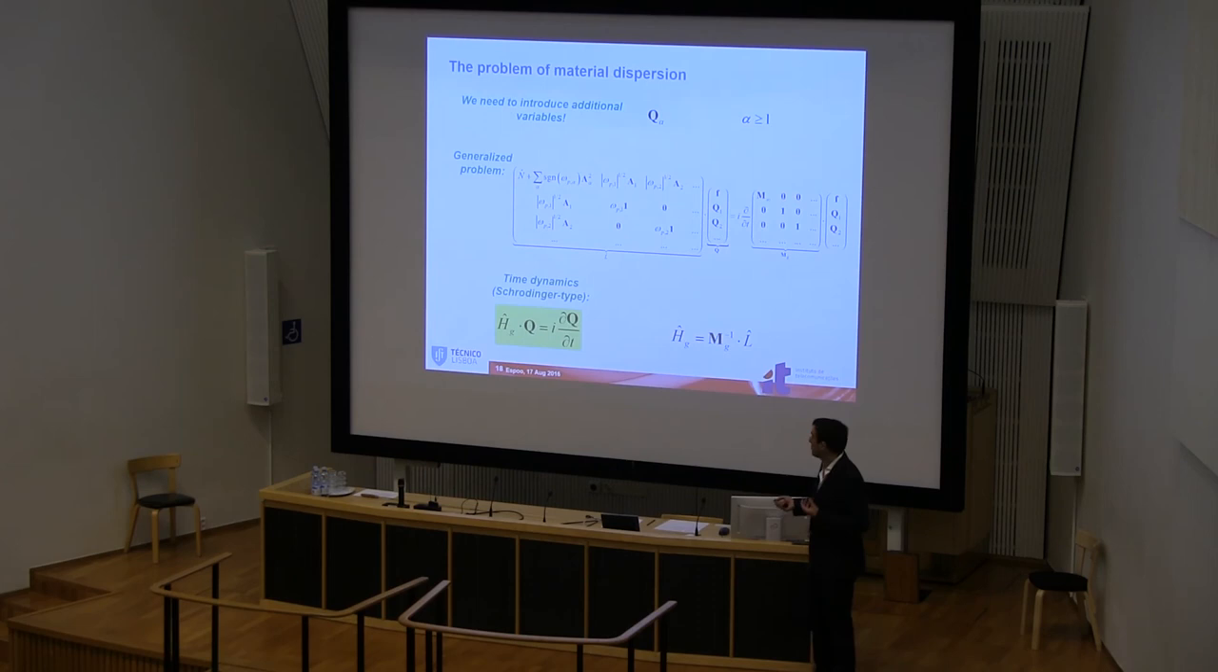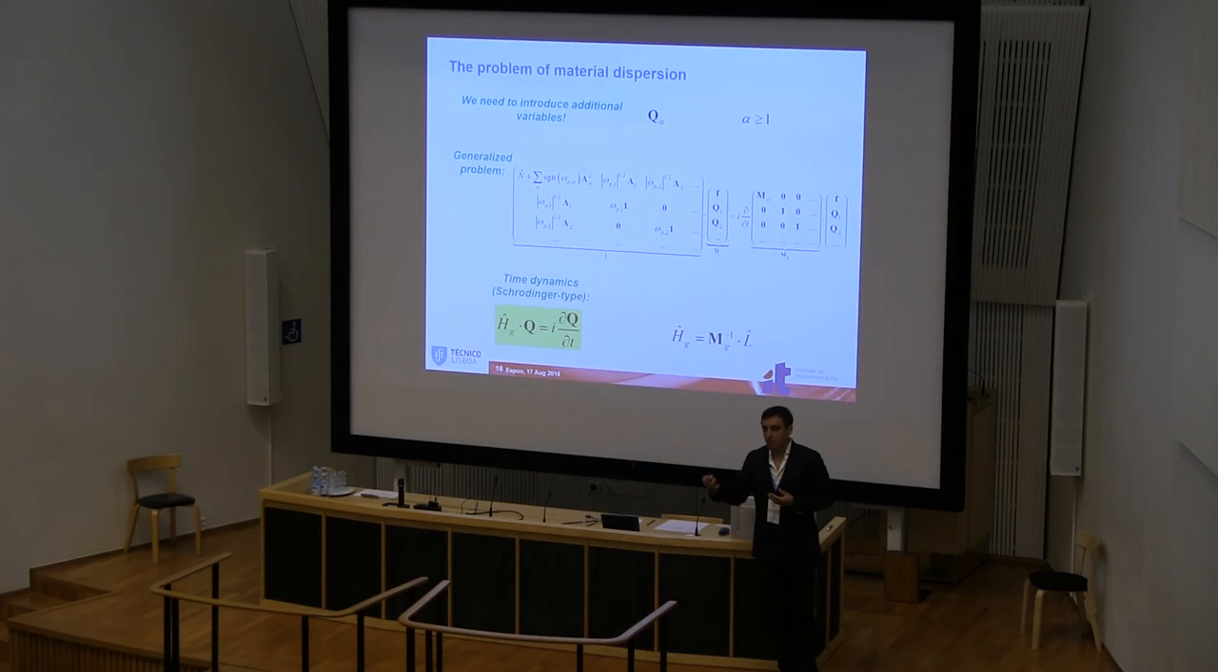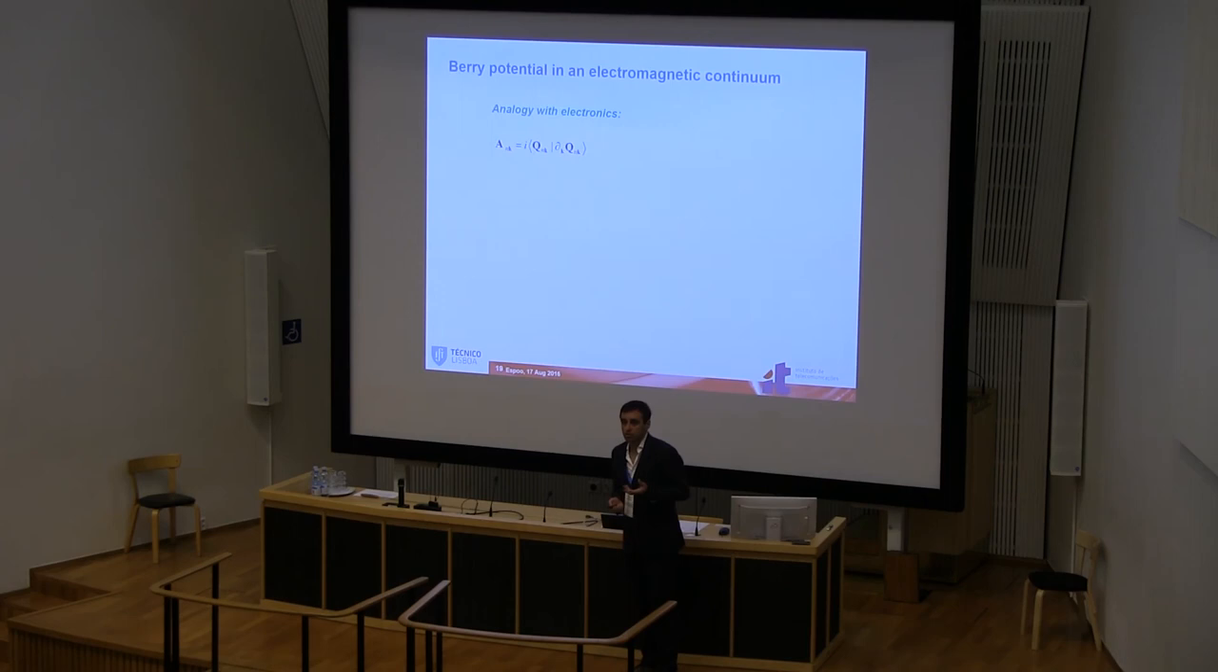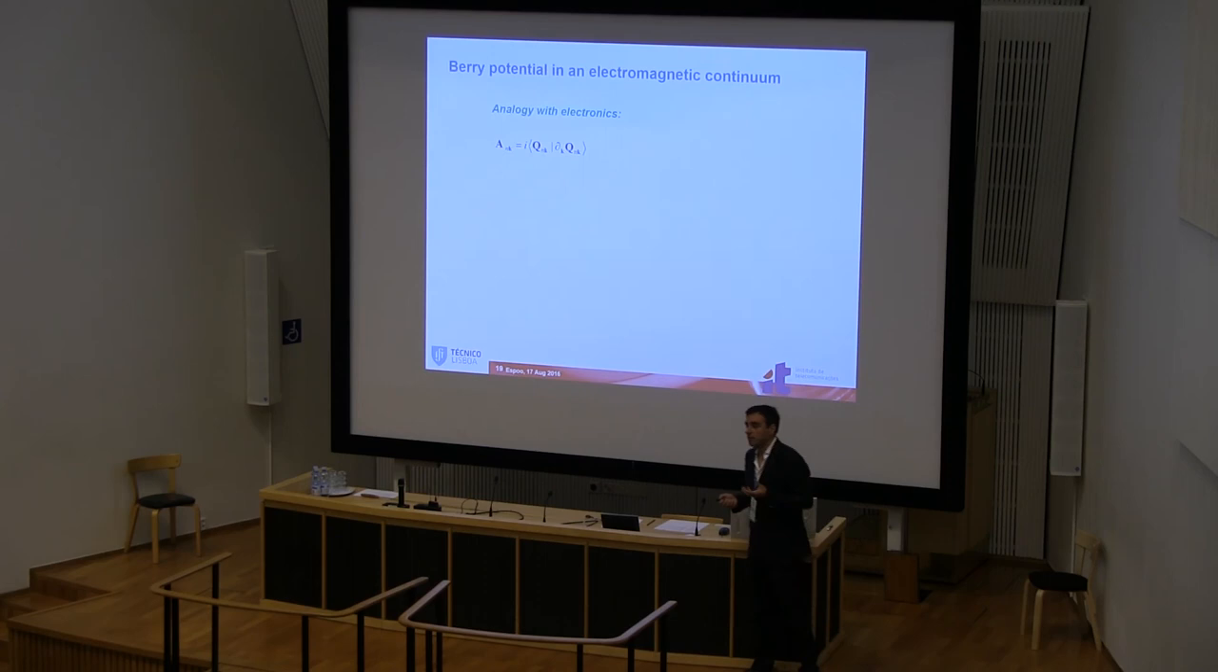And so basically now you are ready to compute the topological invariants and to compute the Berry phase and the Berry potential and so on. So with analogy with electronics, we define the Berry potential like this in terms of the additional variables, but the good news is that in the end, after you work out all the details, you see that you don't need the additional variables because you can write this quantity only in terms of the electromagnetic fields.